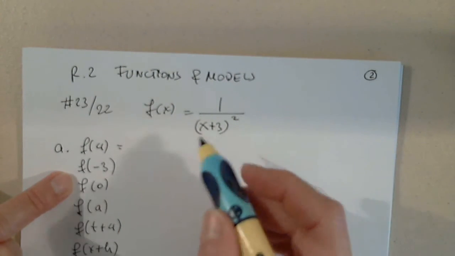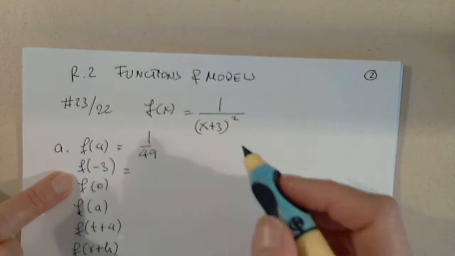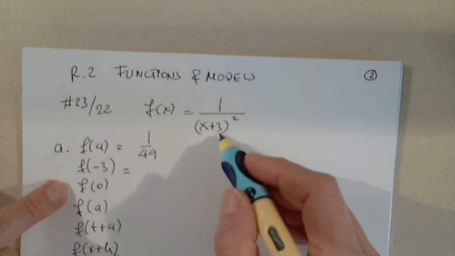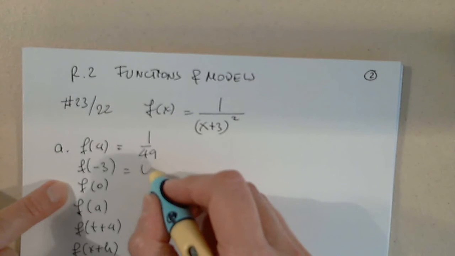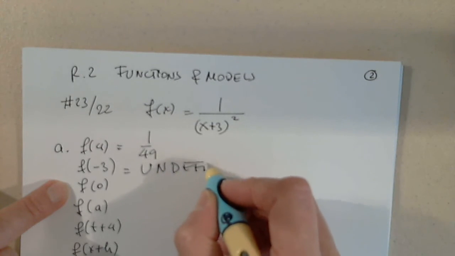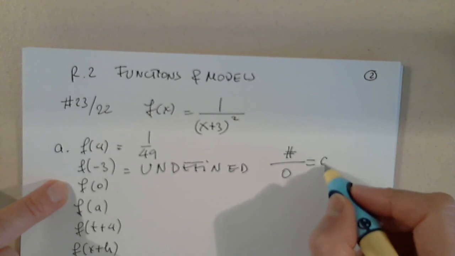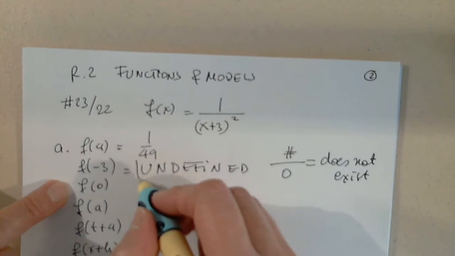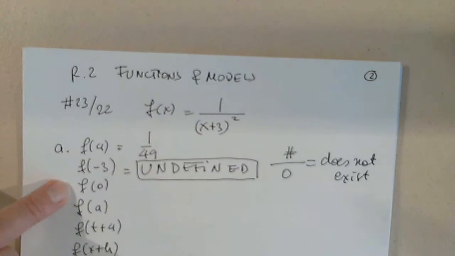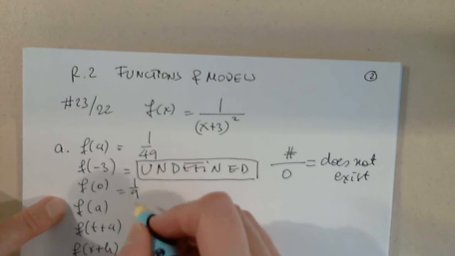So coming back to f of 4, nothing special here. 4 plus 3 is 7. 7 squared is 49, 1 over 49. Negative 3 plus 3 is 0, and the denominator is 0. Therefore, the function is undefined. A number divided by 0 does not exist. We like to write or say the expression is undefined at that point. F of 0, 0 plus 3 is 3. 3 squared is 9, so 1 over 9.